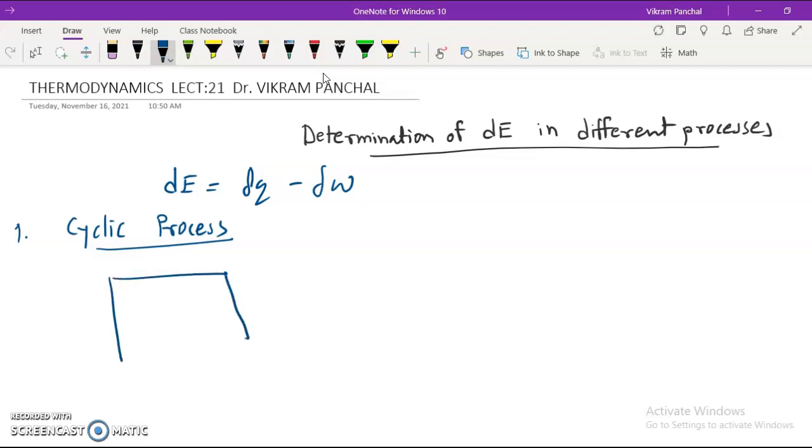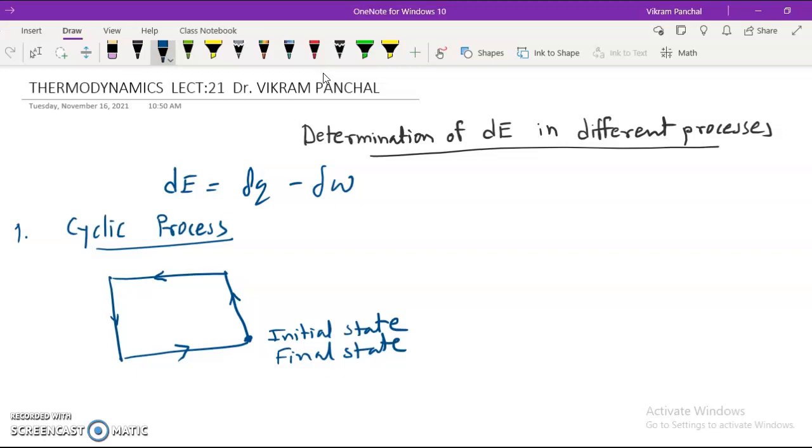This is a cyclic process, for example, where this is the initial state as well as the final state. So we proceed from the initial state by this route. We reach here, then we go ahead. We reach point 3 and then point 4 and then finally we reach point 1 again. So this way it becomes a cyclic process.